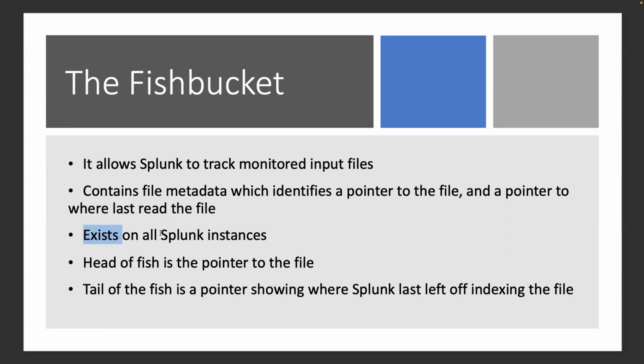But if you're sending the data through a network device, right, and it's just coming in, and you don't use a forwarder where the fish bucket is possible, when the indexer and that device lose connectivity, whatever data is sent during that period would be lost. When the connection is restored, it just picks up from whatever is sent at that moment, and whatever was sent in that time is lost. So that's why you want to use a forwarder where possible.